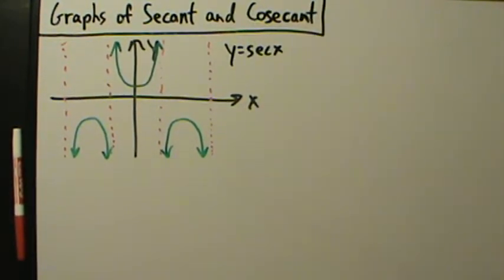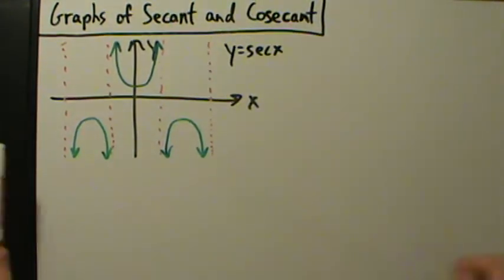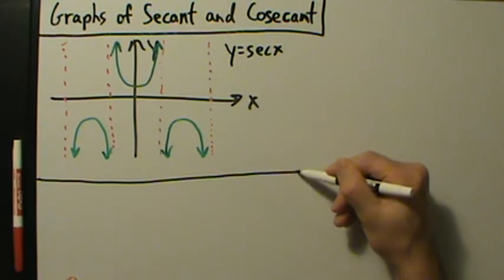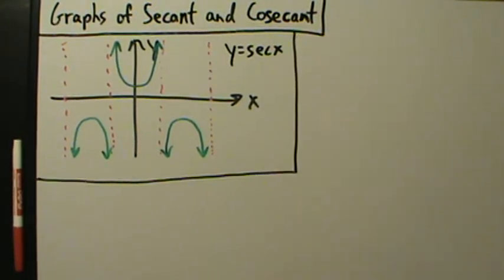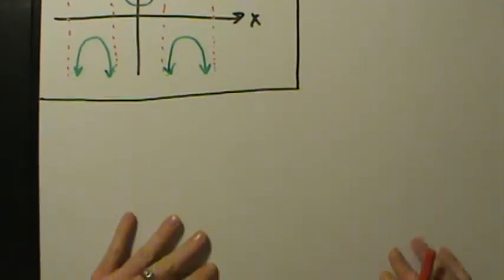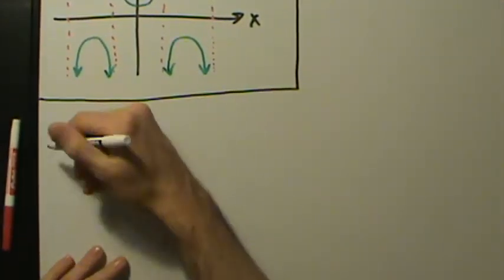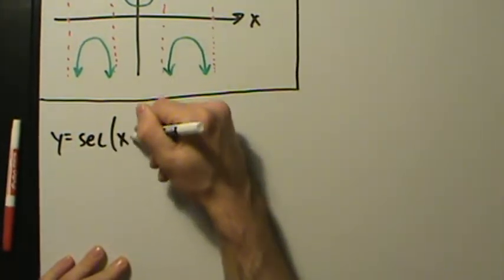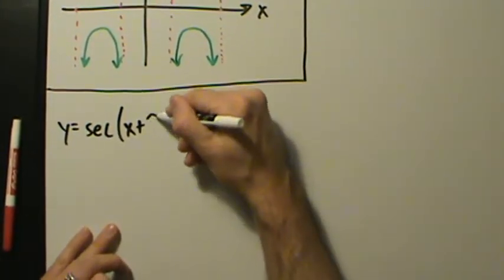Now what I want to do is take this graph and shift it a little bit. We're pretty much just going to do the exact same thing we did when we got the graph of the cotangent function from the graph of tangent. So we're going to shift this. Now what I want to graph is y equals secant of (x plus pi over 2).